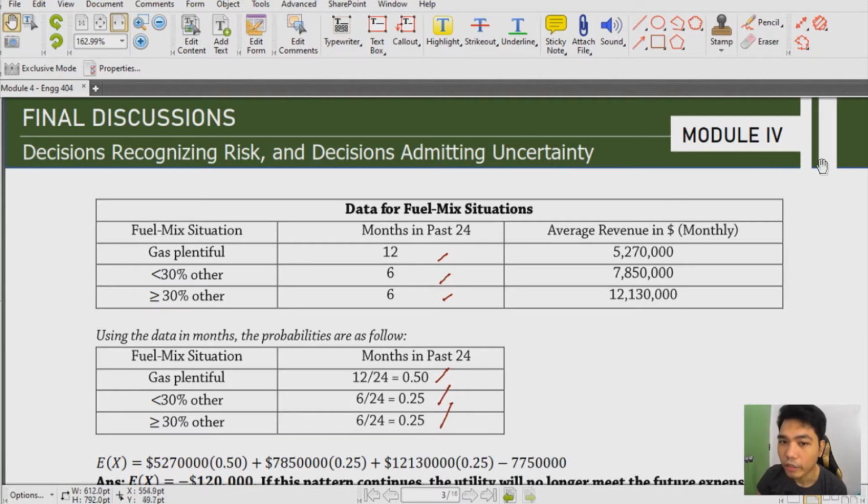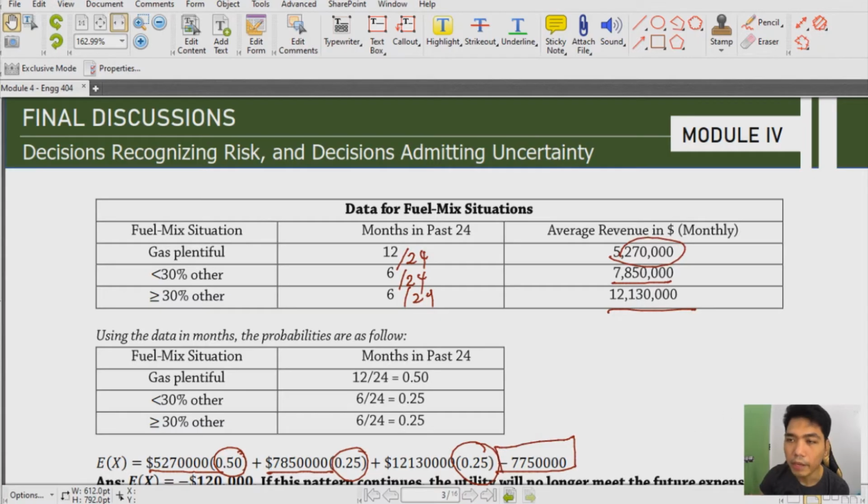After that, you can actually multiply it to the values here. So ito, E sub x is equal to 527,000. So ito yon. And then multiply natin to sa 12 over 24. So ito yun, that's why it's 0.5. Then you add 7,850,000. So ina-add natin to lahat kasi revenue sila. And then 6 over 24, that's 25%. And then 12130, then 6 over 24 then. So that's 25. And then we subtract itong portion na to based on the first paragraph natin.